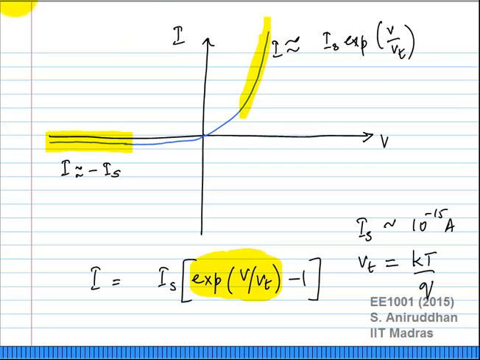For various reasons, this portion of the characteristic is called a forward bias, and this portion of the characteristic is called a reverse bias. You will see why it is called a forward bias and a reverse bias maybe later on in the next course. We won't see it in this course, but this is just for your information.